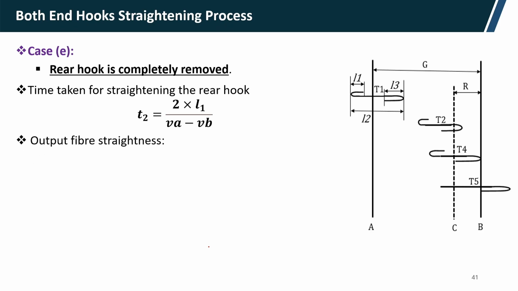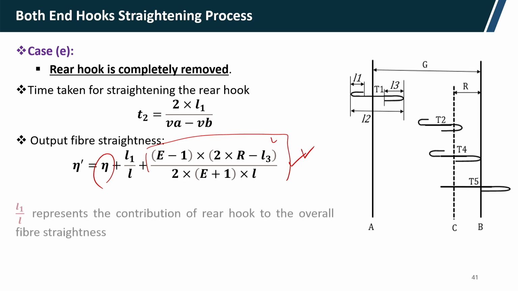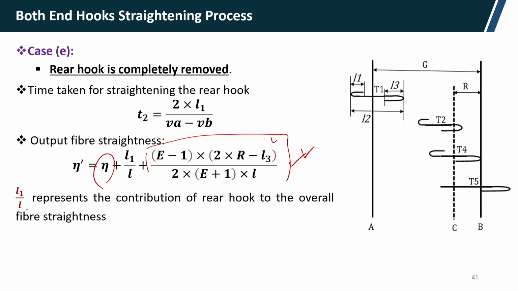So, the output fiber straightness eta dash is given by eta dash equal to L1 by L, where L1 is the length of the rear hook, plus this component E minus 1, E is the draft, multiplied by 2 R minus L divided by 2 E plus 1 multiplied by L. So, L1 by L represents the contribution of the rear hook to the overall fiber straightness.